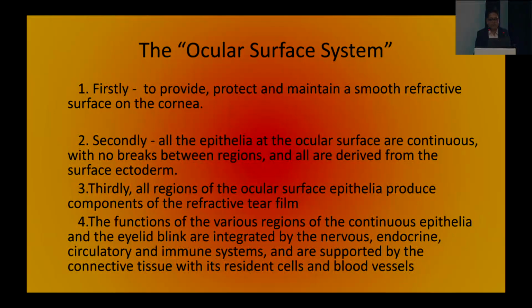The ocular surface system, firstly, provides protection and maintains the smooth refractive surface of the cornea. Secondly, all the epithelial cells at the ocular surface are continuous with no breakage in between regions, and all are derived from the surface ectoderm. Thirdly, all regions of the ocular surface epithelium contribute components for the refractive tear film, and the function of the various regions of the continuous epithelia and the eyelid blinks are integrated by the nervous, endocrine, circulatory and immune systems of the eye and supported by connective tissue with its resident cells and blood vessels.